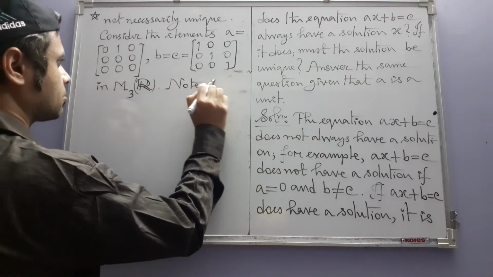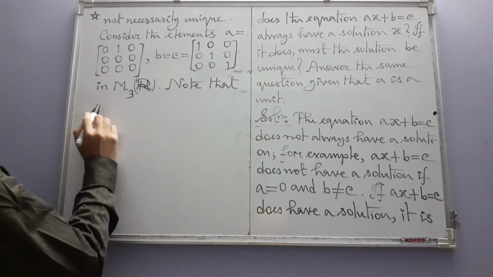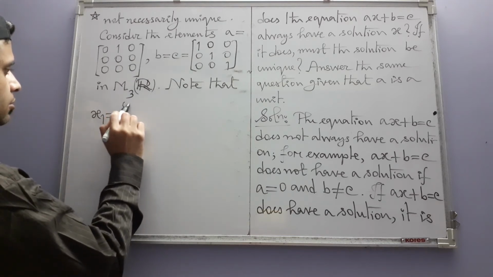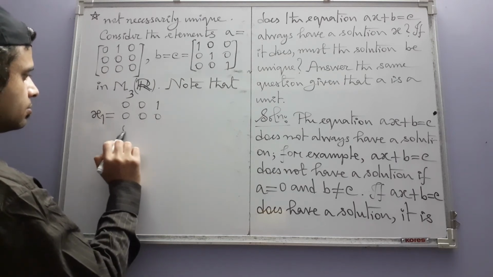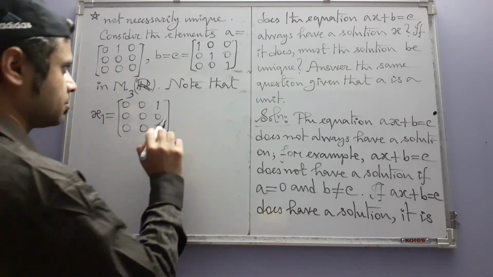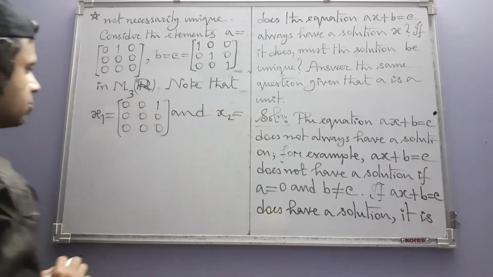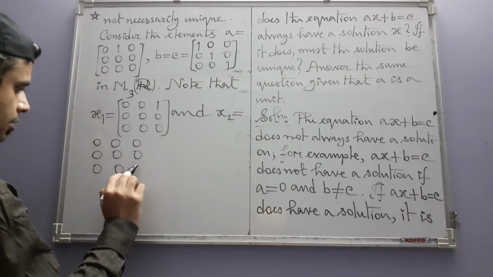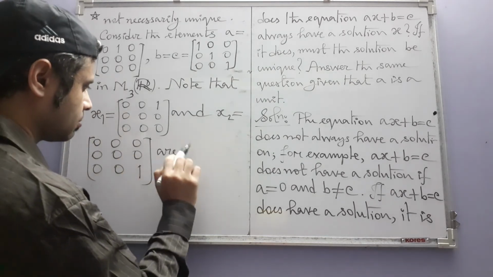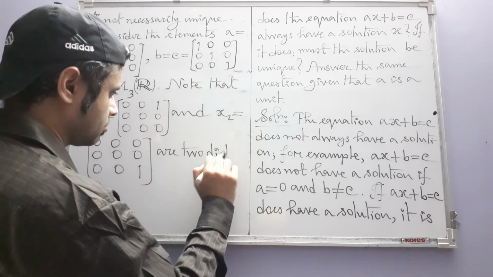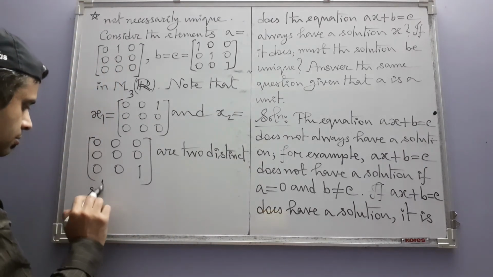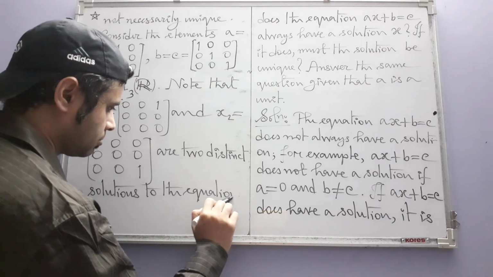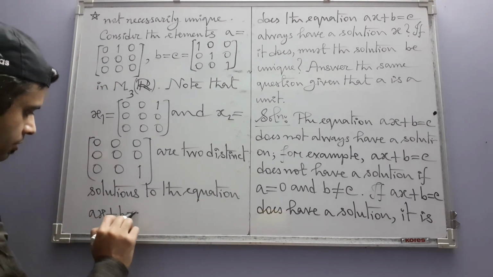Note that x1 equal to 0 0 1 0 0 0 0 0 0 and x2 equal to 0 0 0 0 0 0 1 are two distinct solutions to the equation ax plus b equal to c.